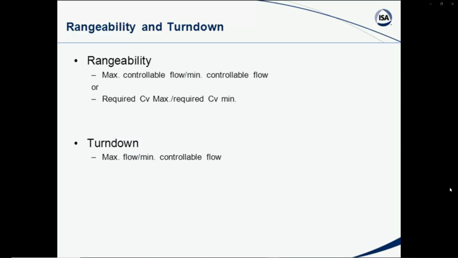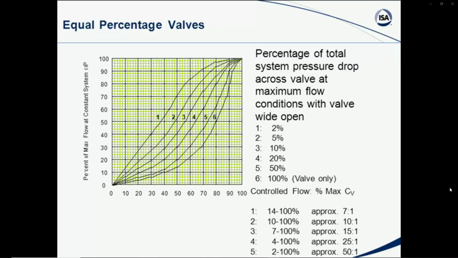A couple other terms that you run into, rangeability, basically talking about how much you can control to how the minimum you can control. And also we talked some about turn down, which is the maximum flow to the minimum controllable flow, and we'll look at that here in just a moment. Also, that turn down becomes a very important part of the valve consideration.